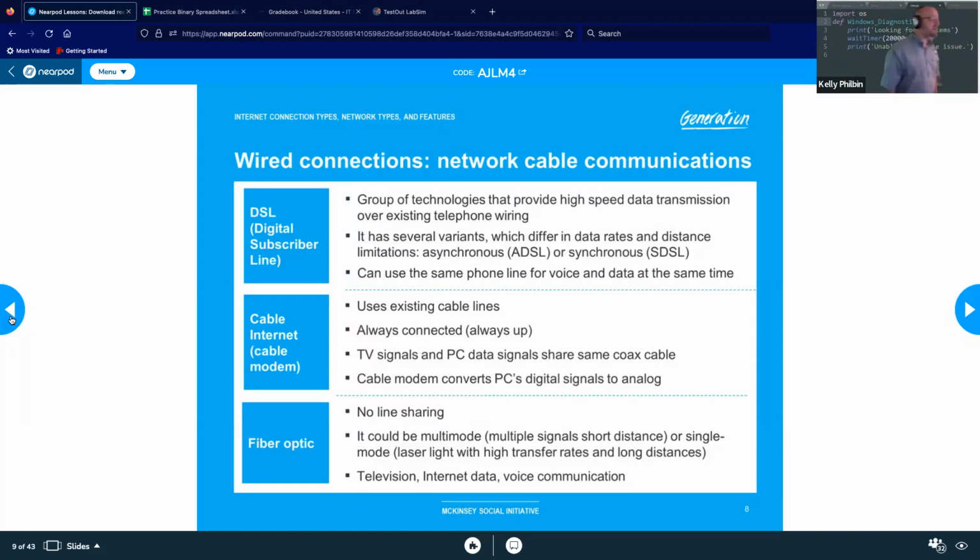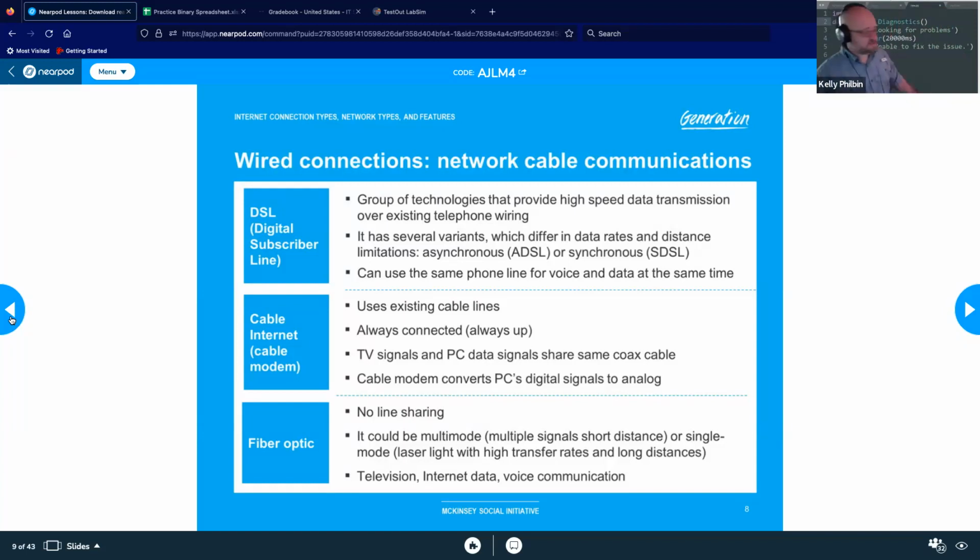All right, cable internet, probably the most common one used today. In theory, it's always connected, always up. Uses existing coaxial cable lines. TV signals, PC data, all that stuff share the exact same line, which is awesome. And it converts all this information from PC digital signals into an analog signal that's sent over the data line.